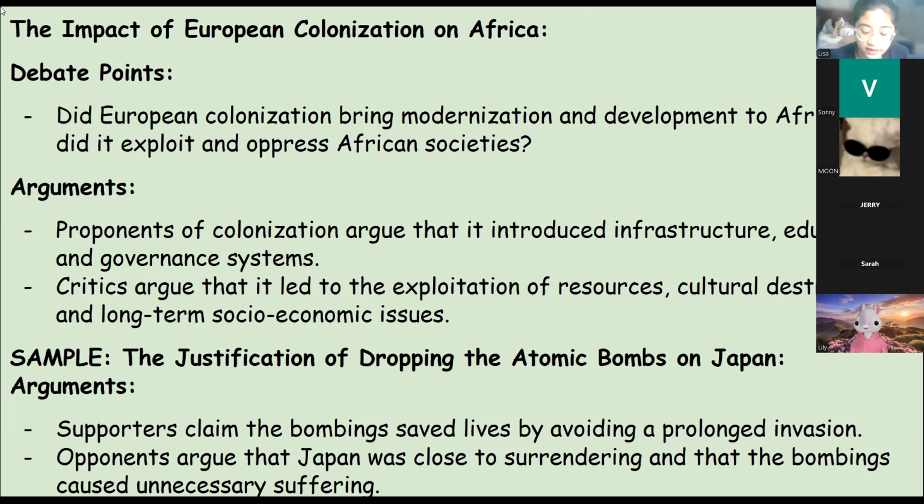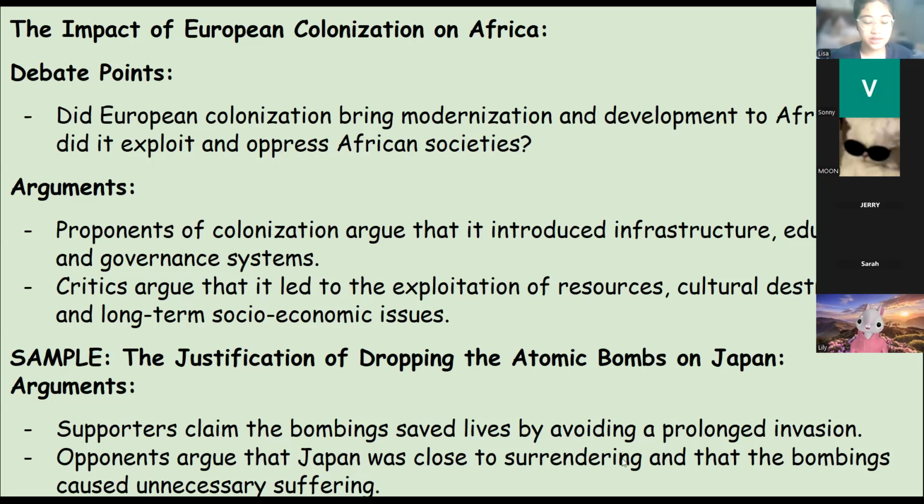So yes, the justification for dropping atomic bombs on Japan, you will have two sides. The agreeing side, which you said that supporters claim that bombing will save lives by avoiding an invasion, for example. I don't know what invasion it is. The opposition claim that Japan was close to surrendering and that the bomb will cause unnecessary suffering. So in my opinion, I would go to the opposition side because it caused many people to die, and I don't know what the causes or the consequences are. The Americans decided to attack Japan. I don't know why.